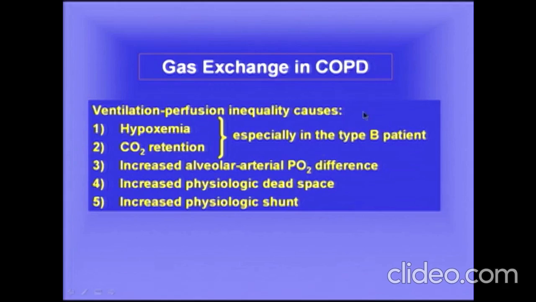And the type B patient, as we said before, often will allow his PCO2 to rise because he cannot cope with the severe dyspnea. He's willing to trade an increase in PCO2 for a slightly lower ventilation, which will make him very much more comfortable. The ventilation perfusion inequality, of course, increases the alveolar arterial PO2 difference, and if you calculate the physiologic dead space and the physiologic shunt, these are also increased.